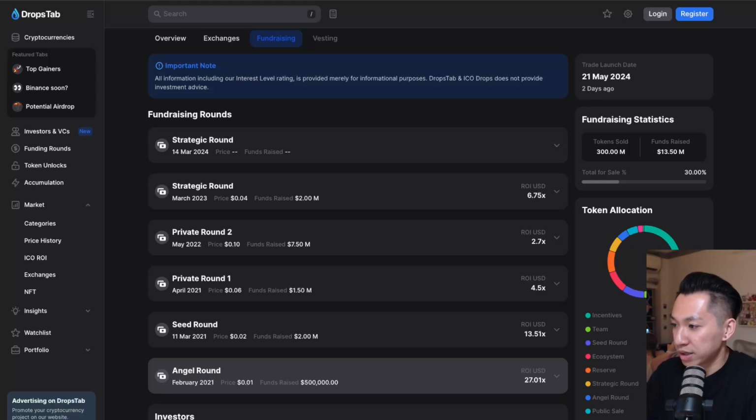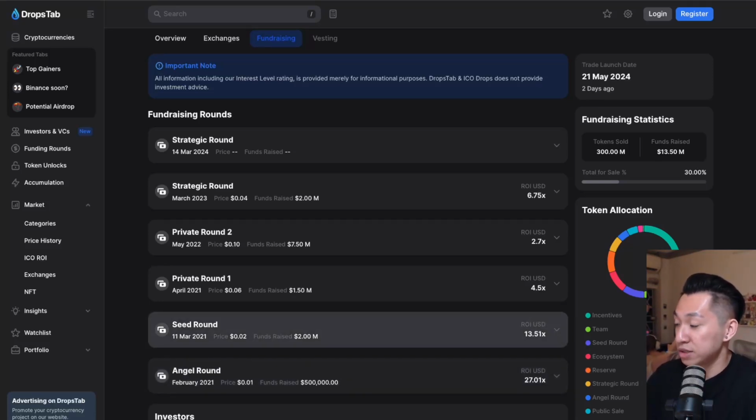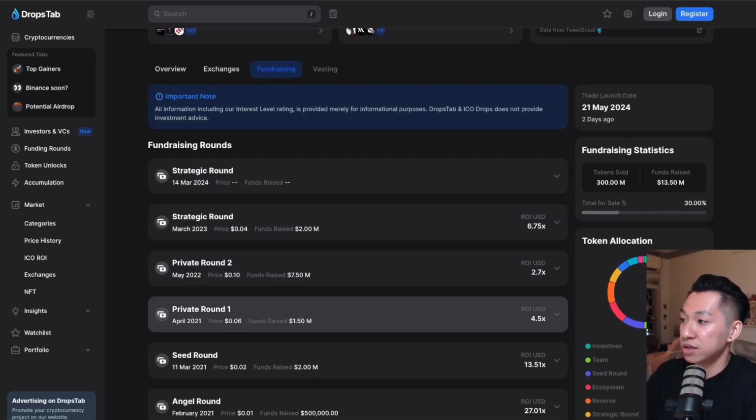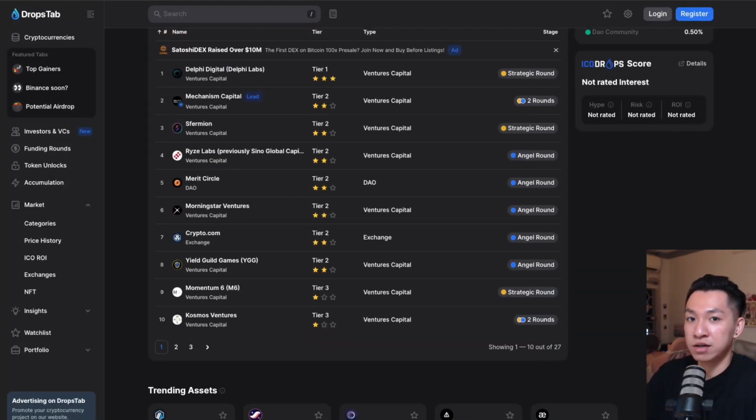Angel round, they raised 500K. They did a seed round, raised 2 mil. 2 private rounds that raised 9 mil. Oh, they raised a lot of money, huh? So in total, they raised $13.5 million. And their airdrop was kind of dog shit.